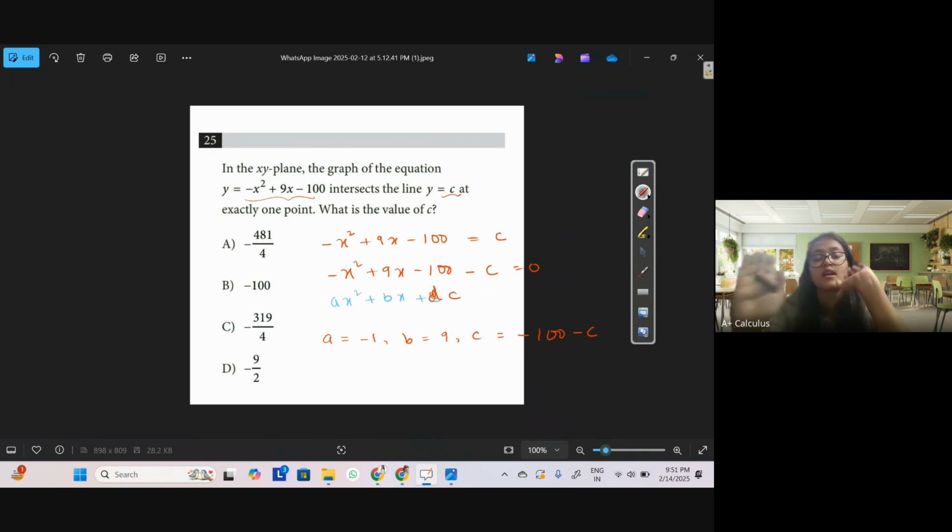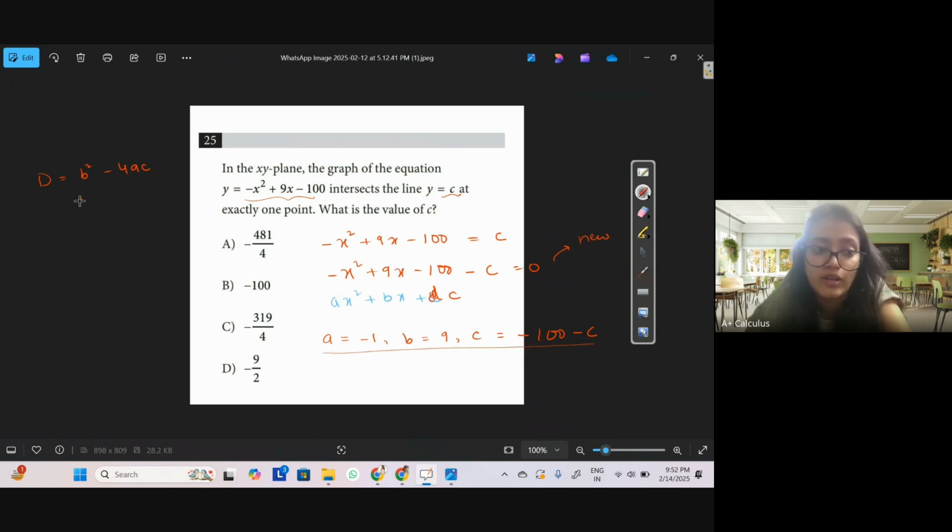Now, it's given that the system has exactly one solution. So what you will do is you will just apply the method of discriminant. You find out the discriminant by doing b square minus 4ac. But now you will find out the discriminant of this new equation. Now, this is a new quadratic equation. You will find out the discriminant by using these values, okay?